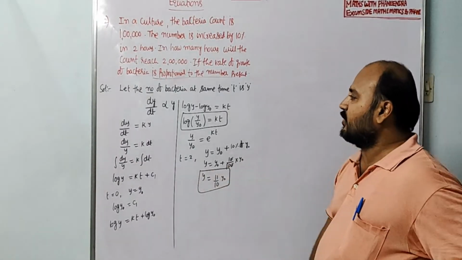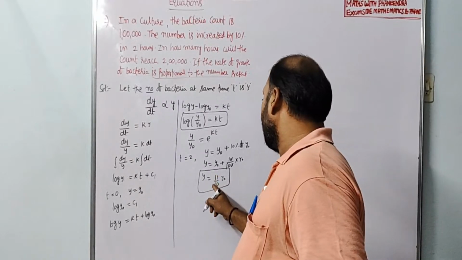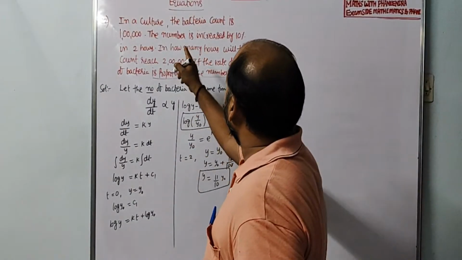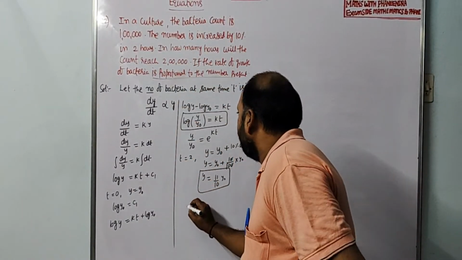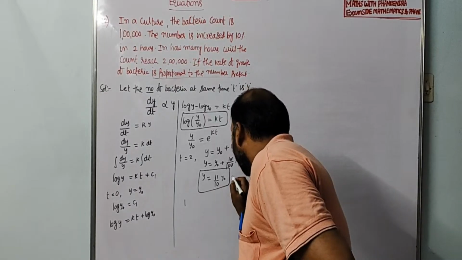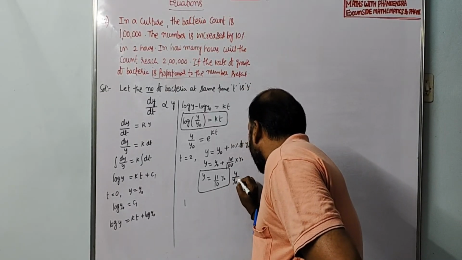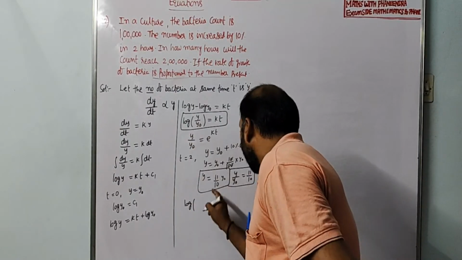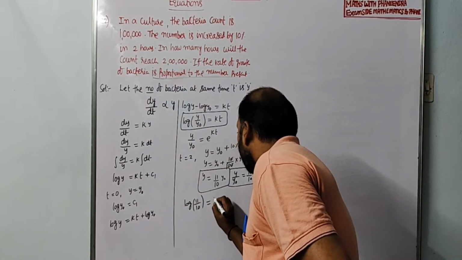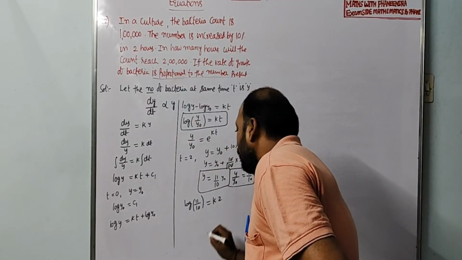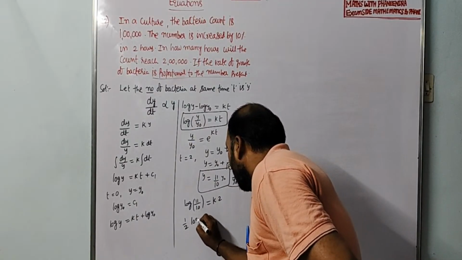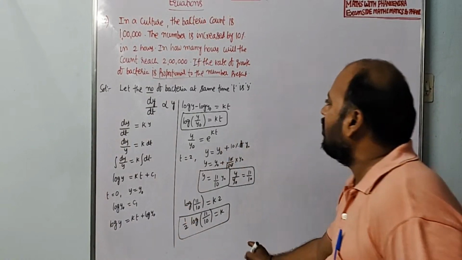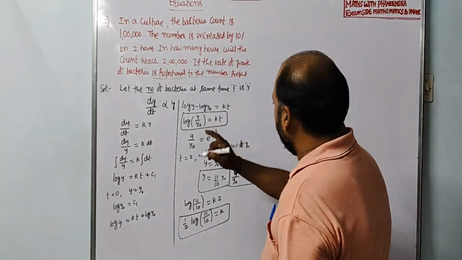Okay, dear students, we got this one. The y value is 11 by 10 into y naught after t equal to 2 hours. So y by y naught is equal to 11 by 10. From this, log of 11 by 10 is equal to k times t, where t is 2. So 1 by 2 log 11 by 10 is equal to k. Ultimately we got the k value, so we have to replace this value here.